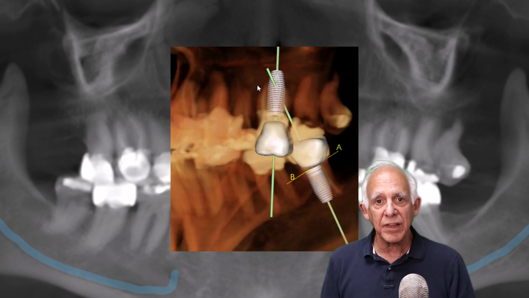And now the left side is completed. Notice we're leaving her with the right side to function on while we're doing the left side. Could we do it all at one time? Yes, we could. And the patient has that choice of doing all of the work on the left side and the right side all at the same time. In this case, she's choosing to have the right side to function on while we're restoring the left. And that's not a bad decision at all.